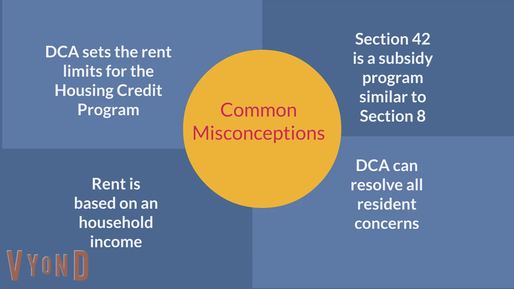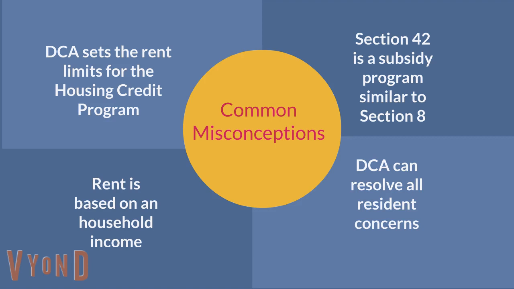Also, many people think that rent is based on the individual household income. That is not the case. Rent is based upon a set aside designation assigned to the unit. There could be an instance where households with significantly different incomes could be asked to pay the same rent if they reside in units with the same rent set aside.